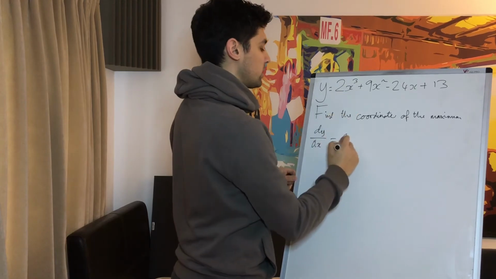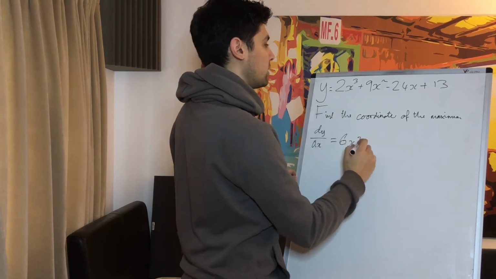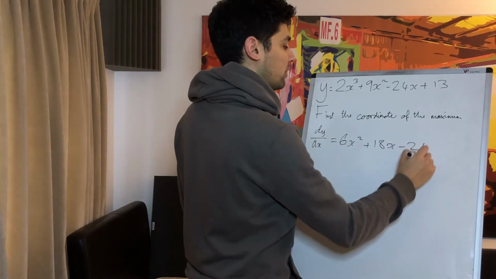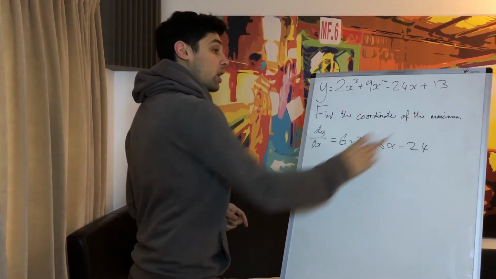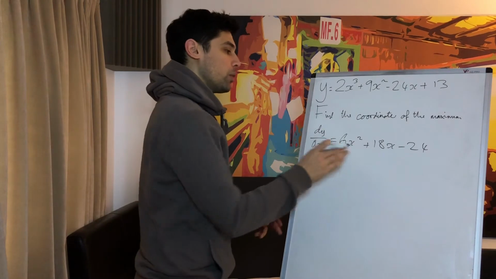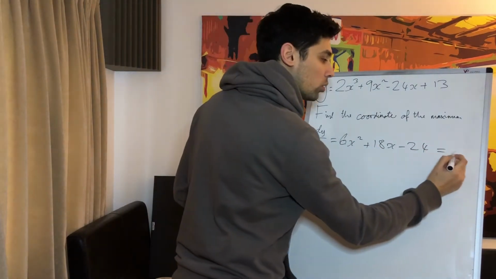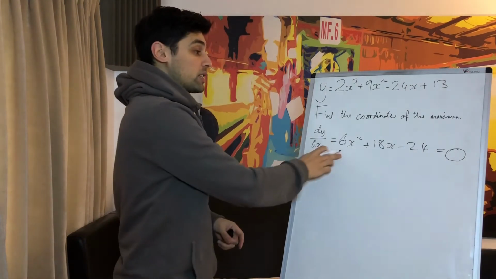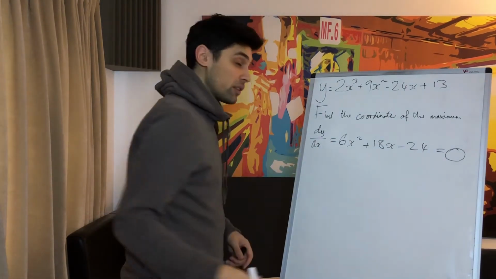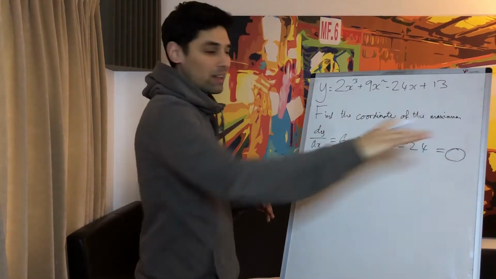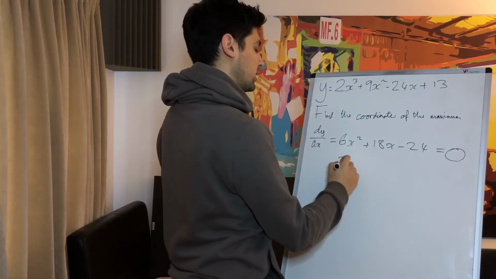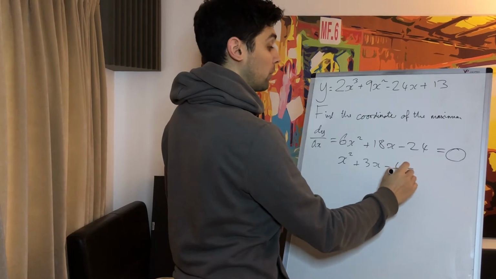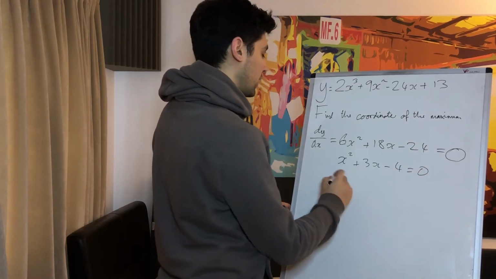It's going to be 6x squared plus 18x minus 24. To find the turning point, the maximum point, the gradient needs to equal zero. So the first thing I notice here is that all of these terms are divisible by 6. So let's get rid of that. Let's divide everything by 6. We've got x squared plus 3x minus 4. Much nicer looking now. So let's factorize this.